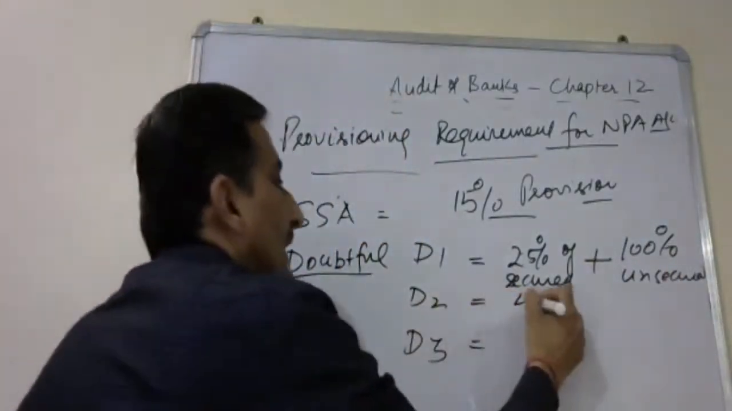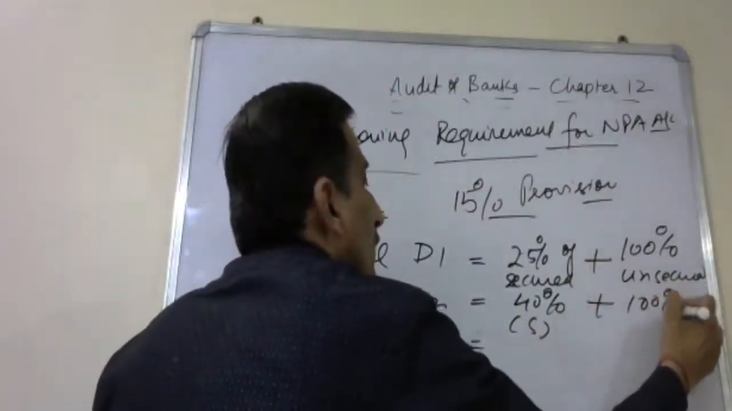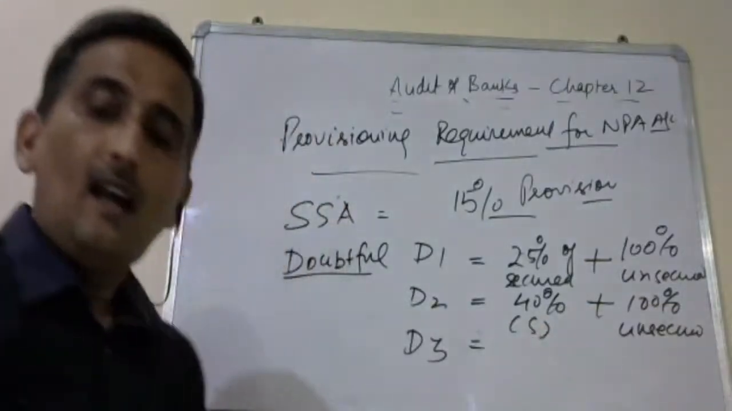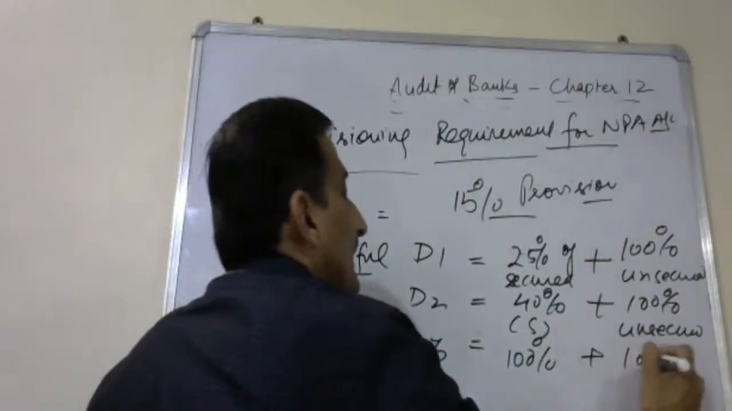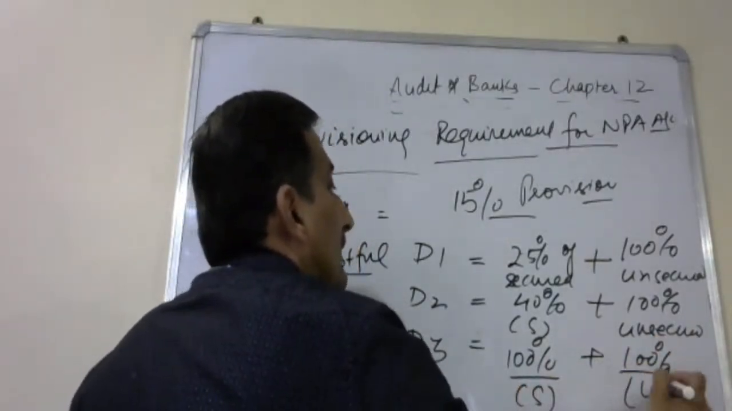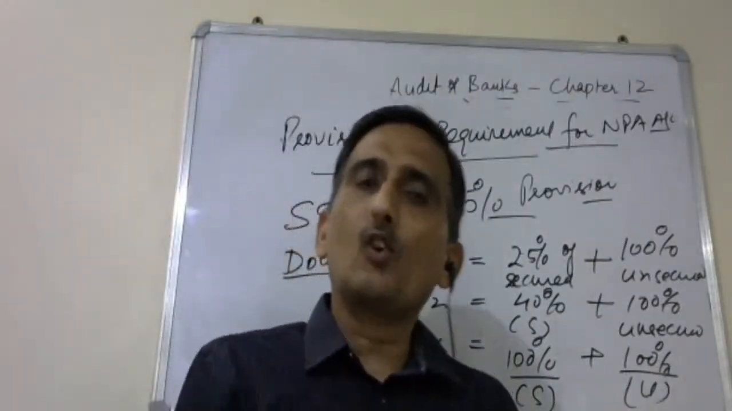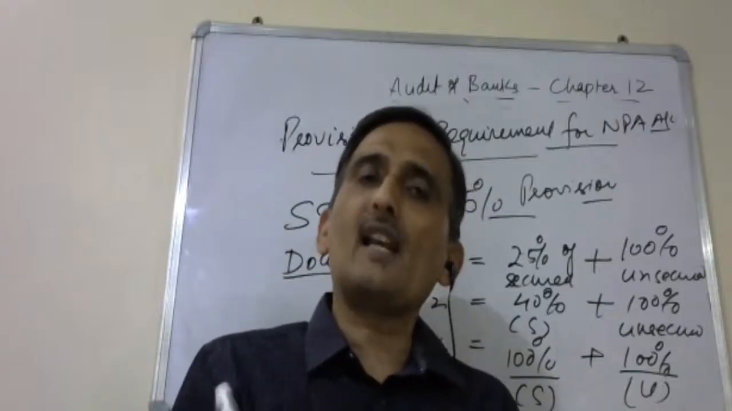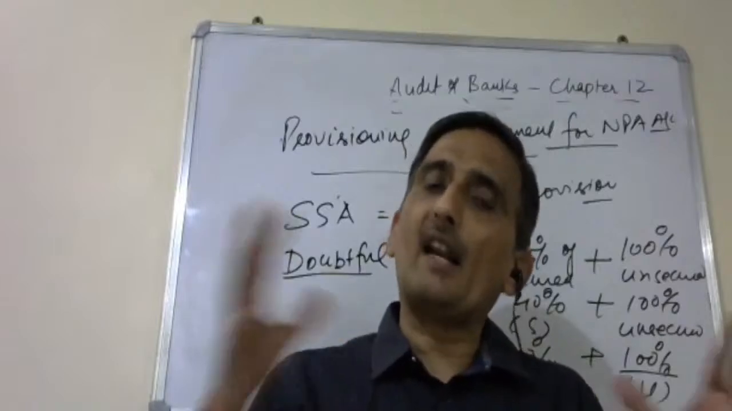And in D2, it is 40% of secured portion and 100% of unsecured part. And in D3, 100% of secured portion plus 100% of unsecured part. Total provision has to be made. And in case of loss assets, if there is no security, if the amount is not realizable, then the whole outstanding balance, that provision has to be made at the rate of 100%.